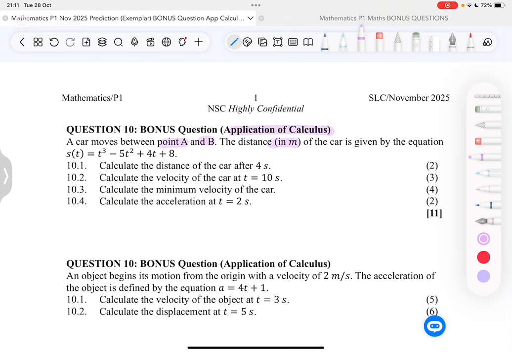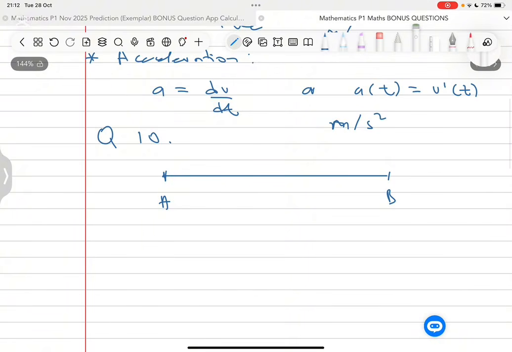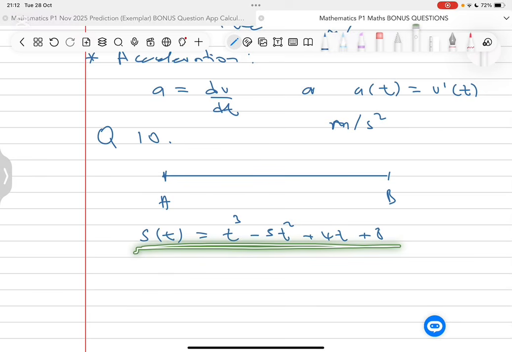We say here the distance in meters of the car is given by the equation. Then they give us this equation here. It represents the distance or the displacement of the object. So our equation that defines the distance or displacement is given by S as a function of time, S(t) equals t to the power 3 minus 5t squared plus 4t plus 8. So this equation will tell us the displacement or the distance that an object has moved as time changes. It's a function of time.